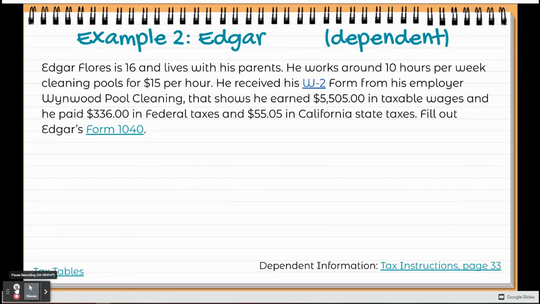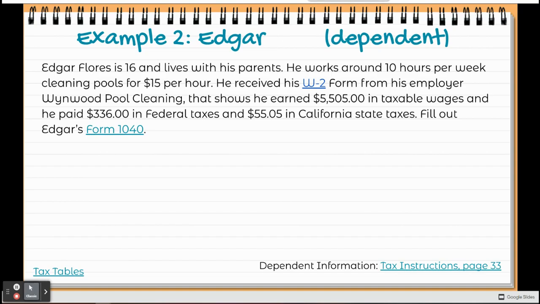So, this explanation is for Edgar and his federal tax form. It's important to note that Edgar is a dependent. He's 16 and lives with his parents. His W-2 from his employer shows he earned $5,505 in taxable wages and he paid $336 in federal taxes.